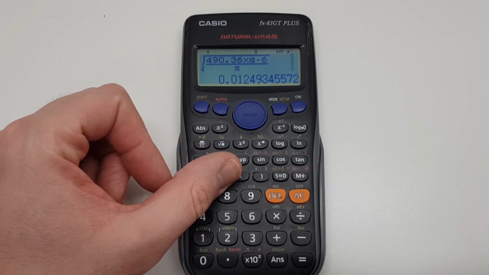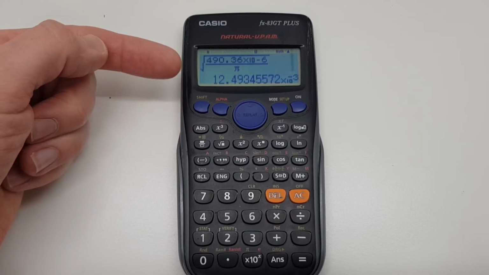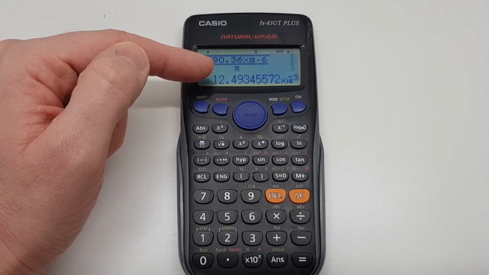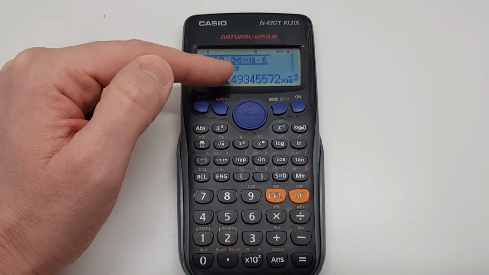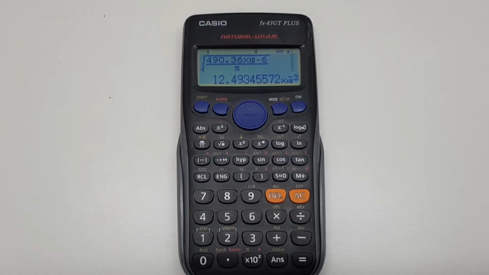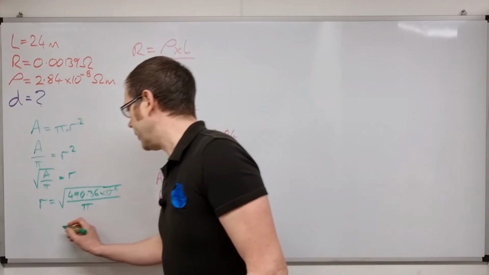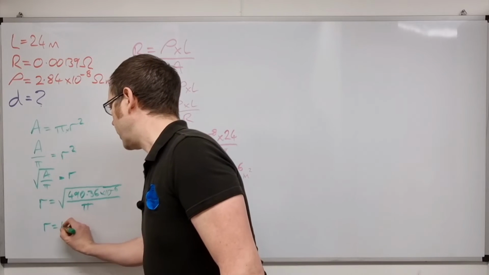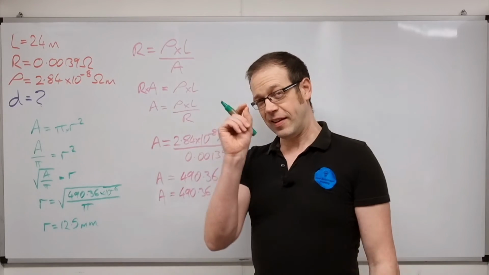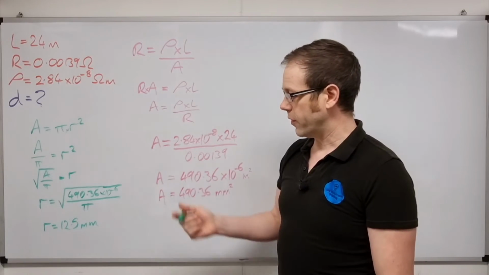That probably doesn't mean much to you in meters, but if we change it in engineering mode into millimeters, we've got that times 10 to the minus 3, which for distance becomes milli. We've got 12.49 millimeters. So we're probably going to round that off to 12.5 millimeters as the radius. Okay, so that radius is now equal to 12.5 millimeters. And again, we're this close now.